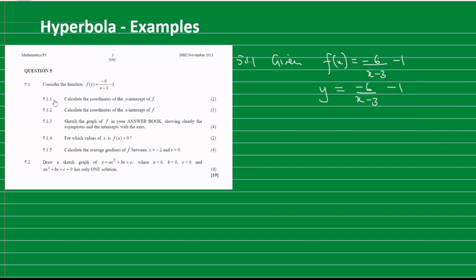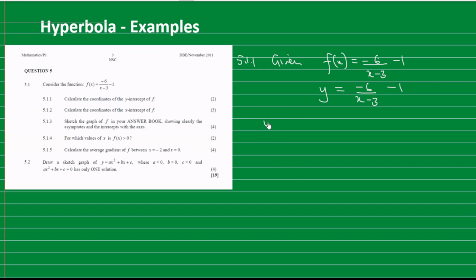Question 5.11 says: calculate the coordinates of the y-intercept of f, that is 2 marks. So this is our equation: f of x is equal to negative 6 over x minus 3, minus 1. We can just write f of x as y for the purposes of substitution. Remember, to find the y-intercept, we let x be equal to 0. So substitute x is equal to 0.